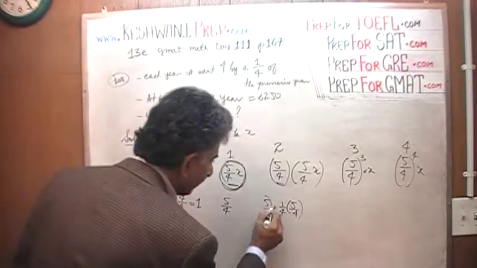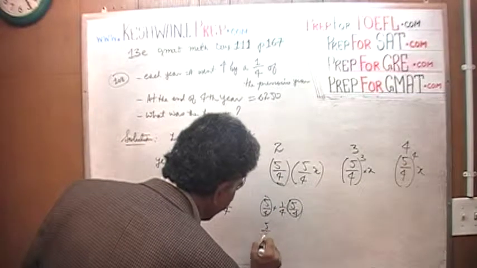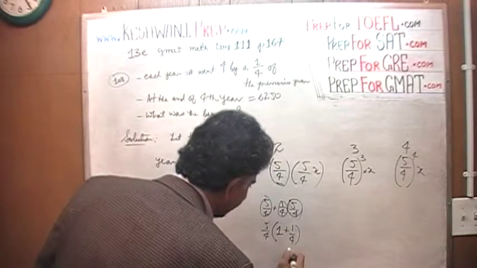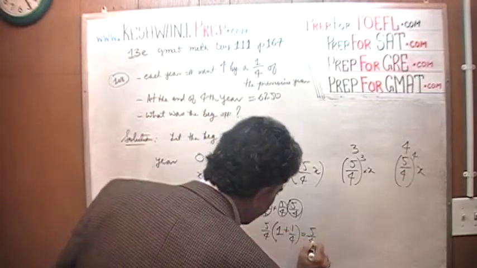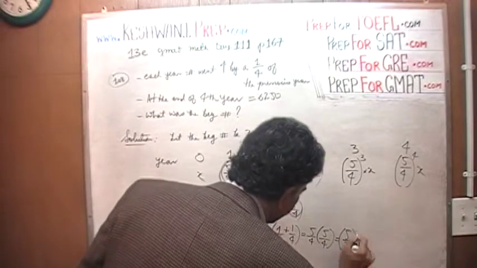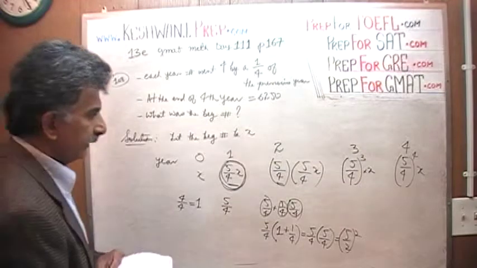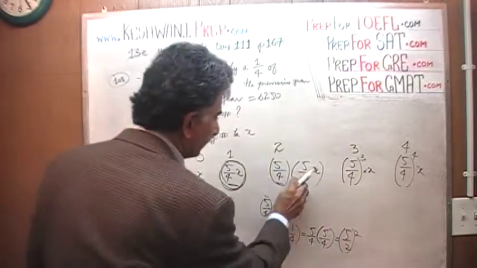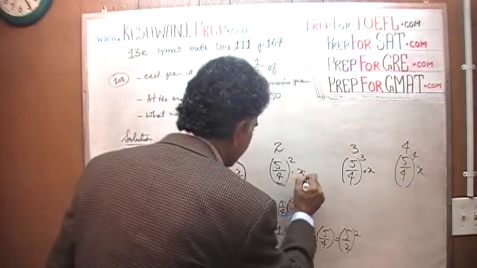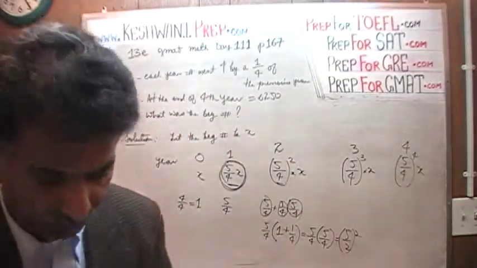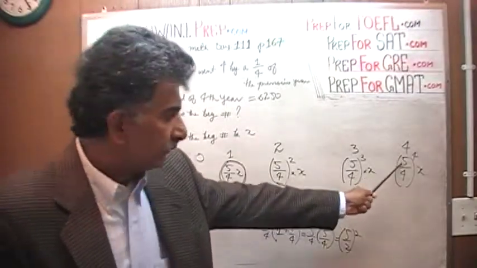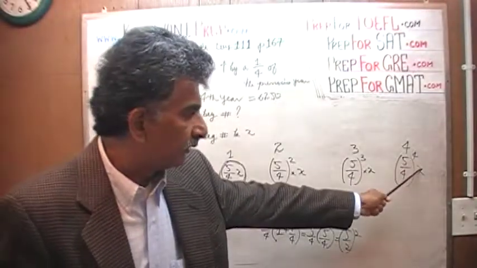If you take 5 quarters common, here we are left with 1, and here we are left with 1 quarter, and that gives you another 5 quarters, which is why we get 5 quarters times 5 quarters, which is the same as 5 quarters squared. So instead of writing the year 2 in this manner, we could have simply written it as 5 quarters squared times x. At the end of third year, what we have is 5 quarters cubed times x. And at the end of fourth year, we'll have 5 quarters raised to 4 times x.